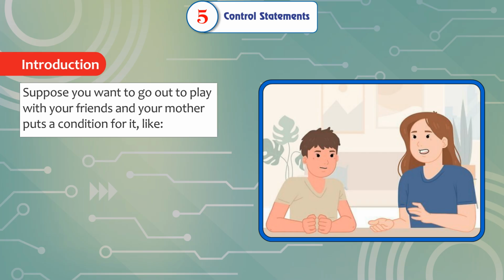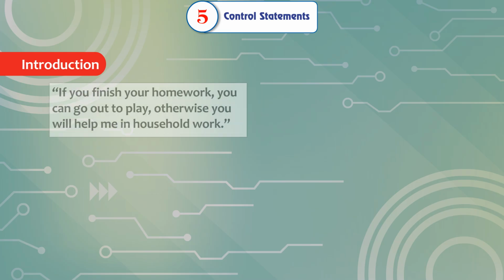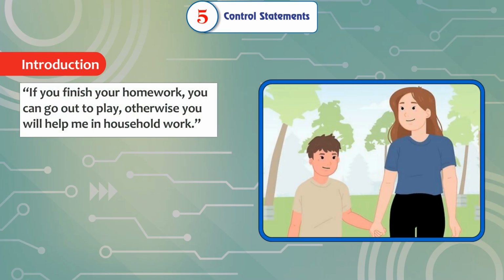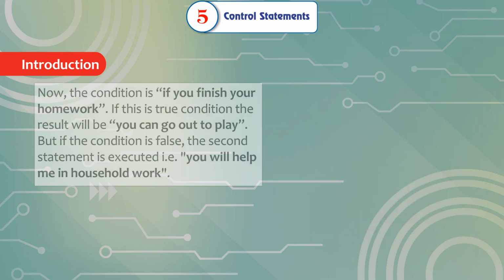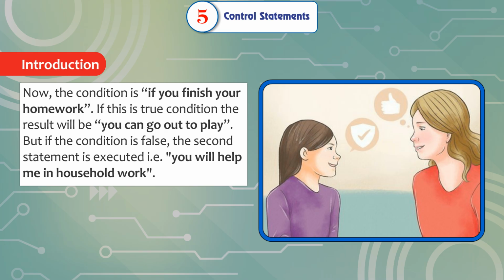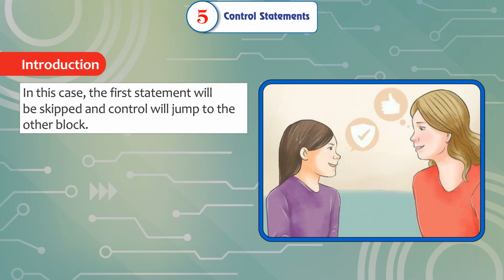Suppose you want to go out to play with your friends and your mother puts a condition for it, like, if you finish your homework, you can go out to play, otherwise you will help me in household work. Now the condition is, if you finish your homework. If this is a true condition, the result will be, you can go out to play. But if the condition is false, the second statement is executed, that is, you will help me in household work. In this case, the first statement will be skipped, and control will jump to the other block.